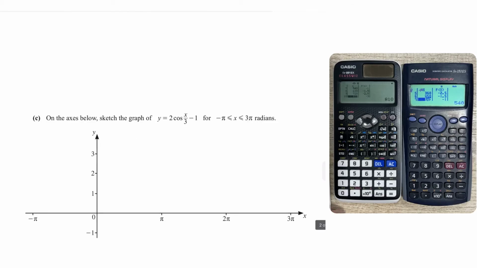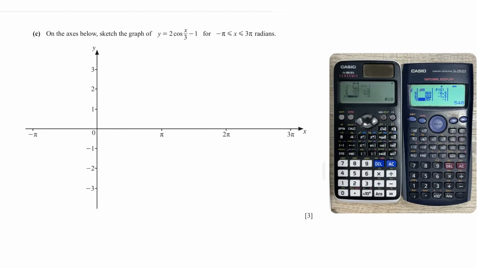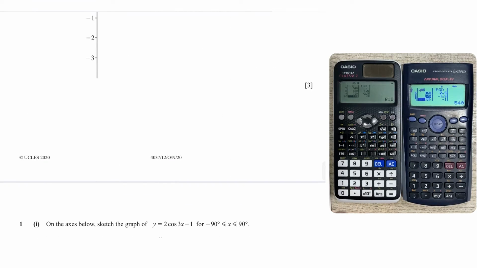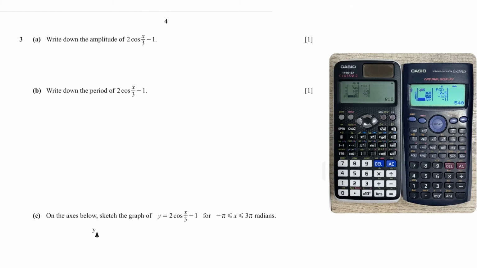Now we're going to do one more question, and this time we're going to keep it in radian, so you can understand that we can do the exact same thing in radians. This is a question from October-November 2020, paper 1, variant 2. It begins by asking you the same thing as earlier. Write down the amplitude, so you can see that the amplitude is 2.